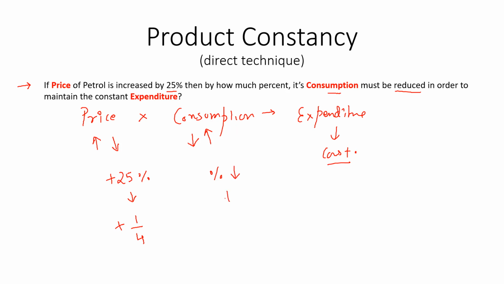Now this fraction can easily be obtained from this fraction. Simply maintain the numerator constant, that is 1, and by looking at the denominator in reverse order, add the digits. 4 plus 1 is 5. So this will be our denominator. So 1 by 5 is 20%. So by 20% consumption has to be reduced in order to maintain the expenditure constant.